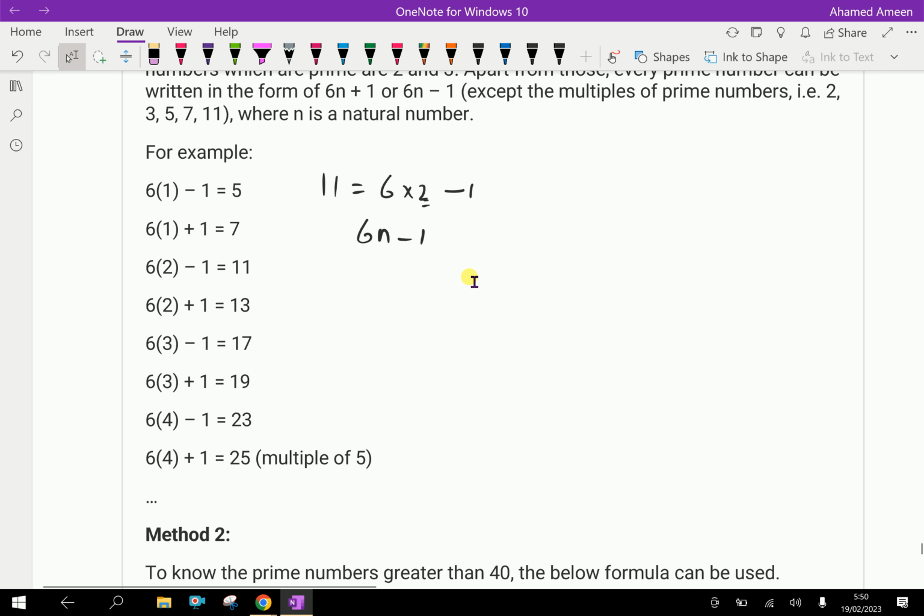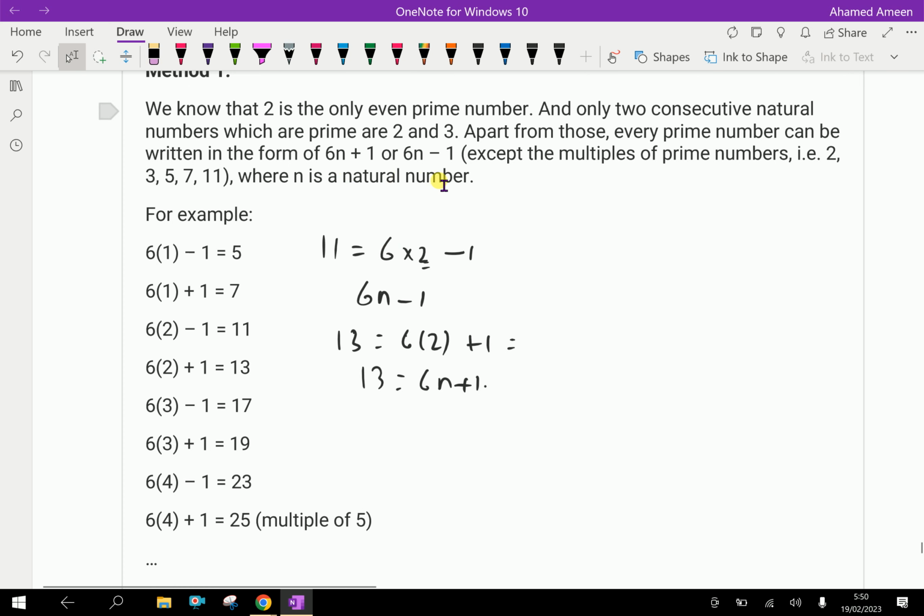Suppose we consider 13. 13 can be expressed as 6 into 2 plus 1. Here 6 into 2 plus 1 is 12 plus 1, which is 13. Therefore, 13 is expressed as 6n plus 1. So some prime numbers can be expressed as 6n plus 1 or 6n minus 1.